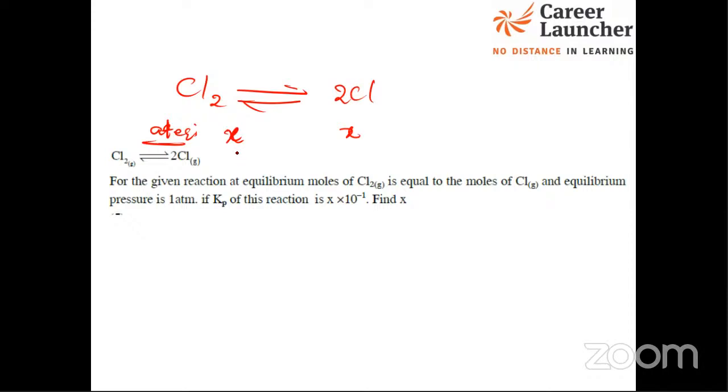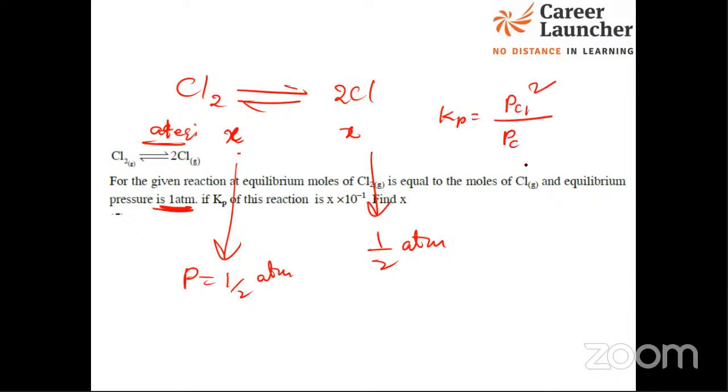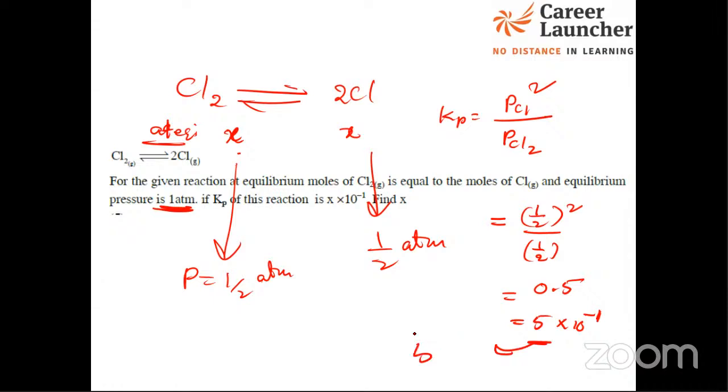Both are equal in terms of moles. Then the partial pressure: the total equilibrium pressure is 1 atmosphere, so the pressure of this will be 1/2 atmosphere, and this also half of that. So both pressures are equal. Now Kp is equal to the pressure of Cl squared upon the pressure of Cl2, which is 1/2 squared upon 1/2, so it is 1/2, 0.5. So the answer is 0.5, which can be written as 5 into 10 raised to minus 1. So the answer is 5. Very easy question from chemical equilibrium, so no need to worry much about this.